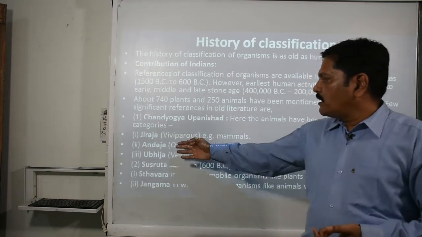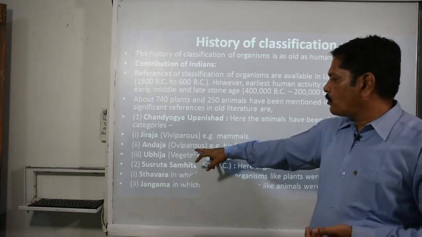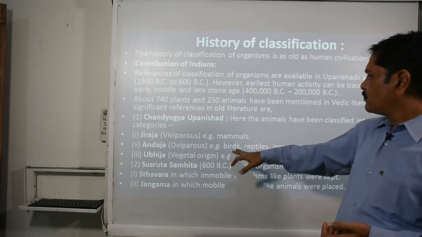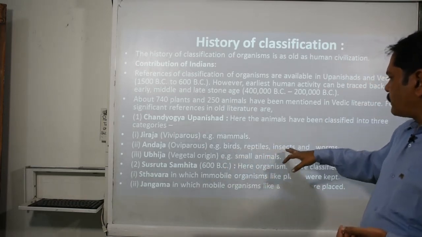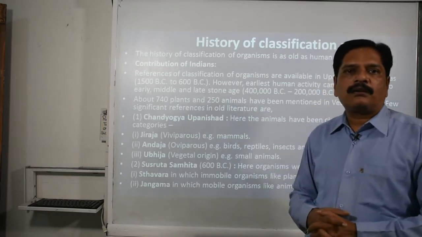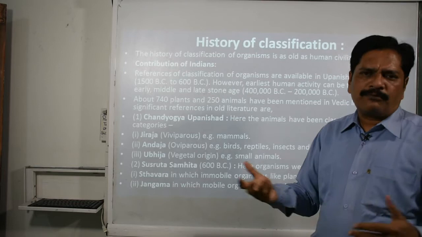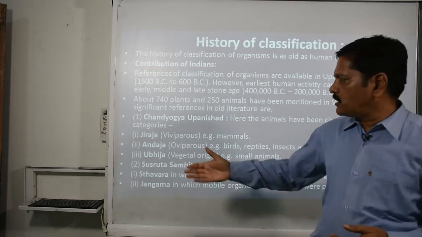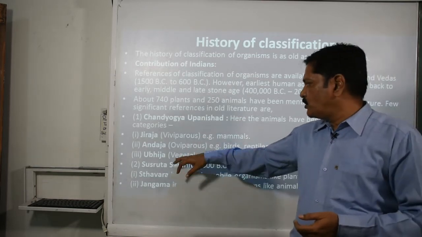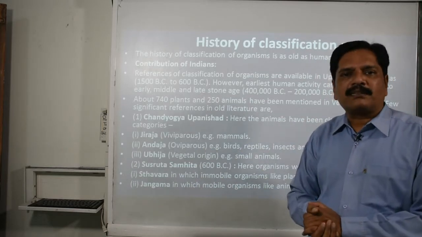Then Andaja, the name itself gives the hint, means the ova. So all the oviparous animals, whether birds, reptiles, insects or worms, who lay eggs, and they have external development, and a few of them also have fertilization. So this is the Andaja. And the Udbhija is somewhat related to features like the amphibians.